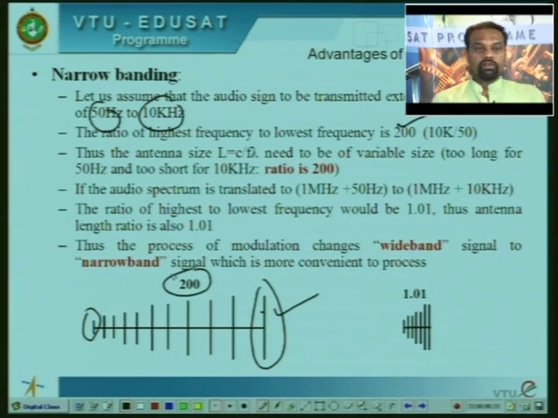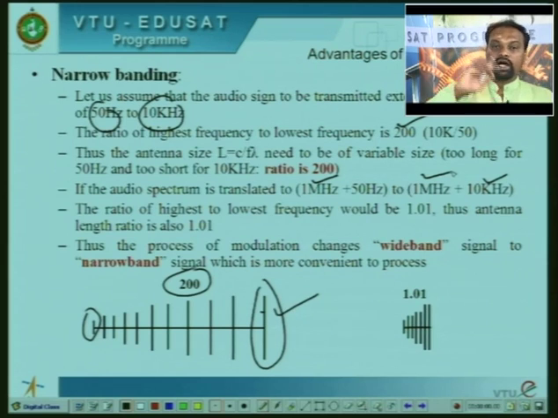Suppose now we modulate. If you take the audio spectrum from 50 hertz to 10 kilohertz, and modulate or translate it using a 1 megahertz signal, that means you are taking the data at 1 megahertz and translating it by 50 hertz. Similarly, the highest frequency 10 kilohertz is also translated by 1 megahertz. So if you find the ratio between the highest frequency and the lowest frequency after modulation, the antenna size ratio would now be 1.01.